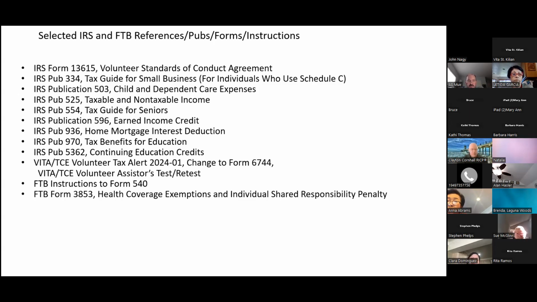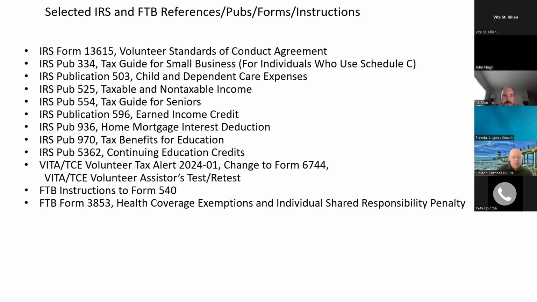Another great publication is the publication 970, and these are tax benefits for education. It not only includes the lifetime learning credit and the American Opportunity Credit, but it also has other types of benefits for education. And 970 has lots of examples. So if you don't find your answer in the publication 4012 and that particular fact pattern is in scope, then your 970 most likely will answer the question.